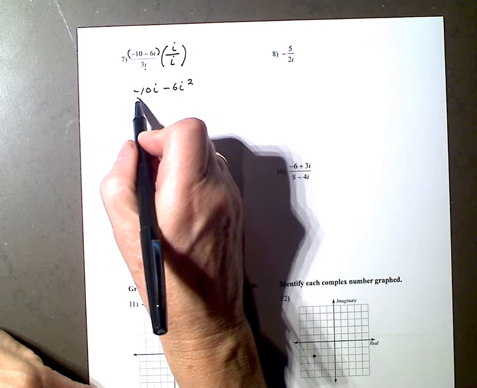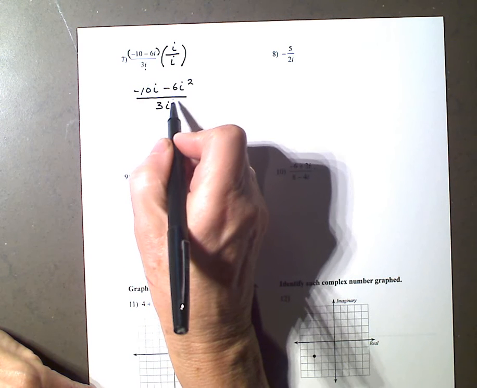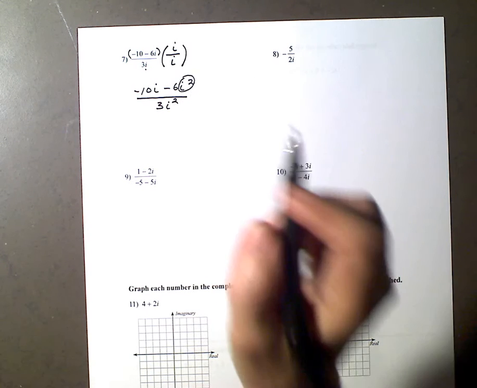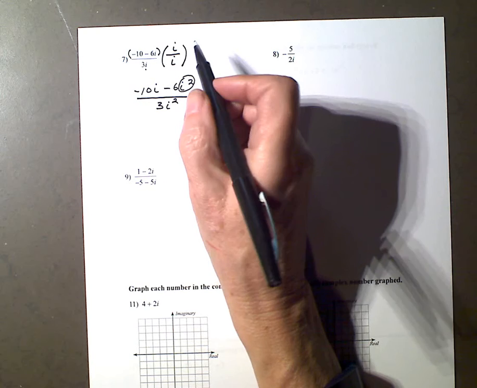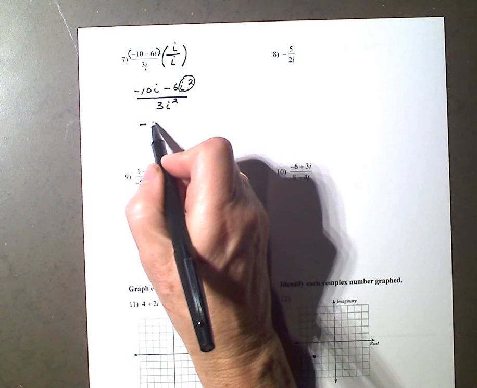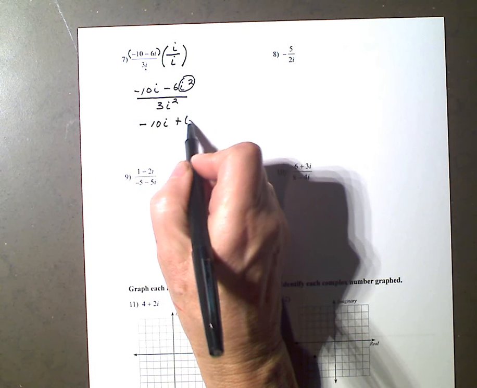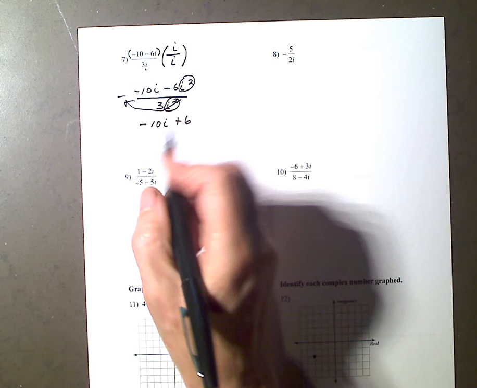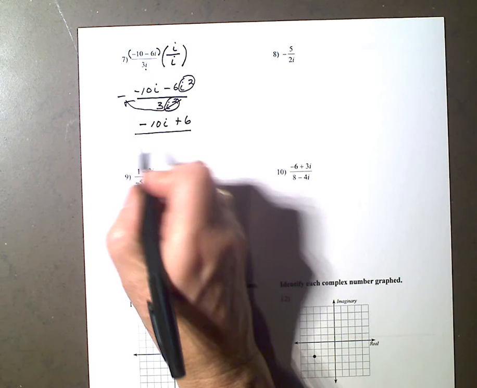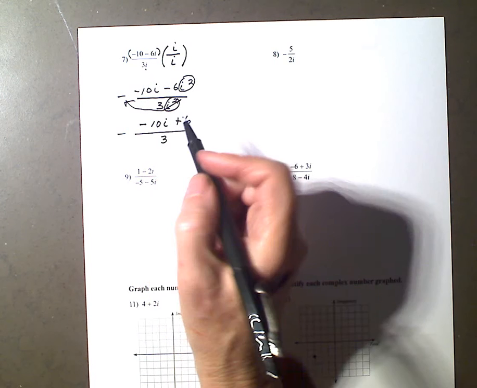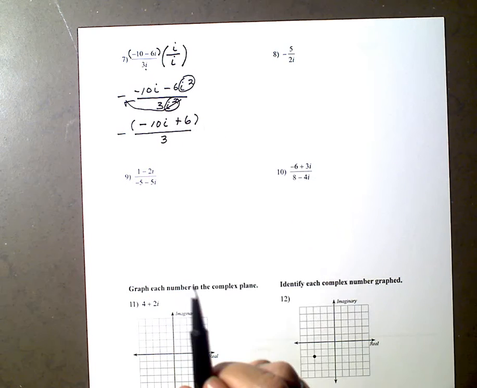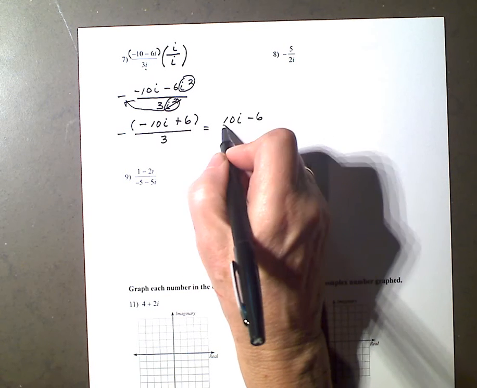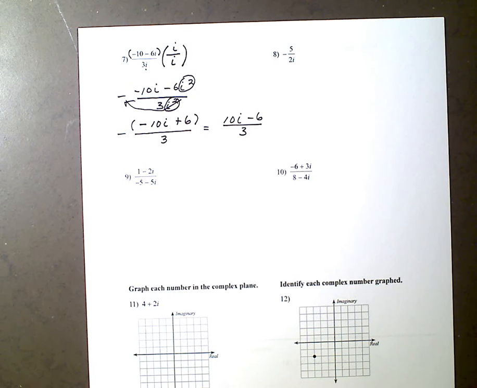And I get a 3i squared in the denominator. So when I multiply this by the negative 6 by negative 1, it becomes a positive 6. So in the numerator, I'll have my negative 10i plus 6. And then this is a negative 1, so I'm going to move a negative 1 out to the front of the whole thing. And that's a 3. So when that negative in the front, if I want to distribute that over both of those terms, I'll get a positive 10i minus 6 over 3. That's the way your answer key shows it.